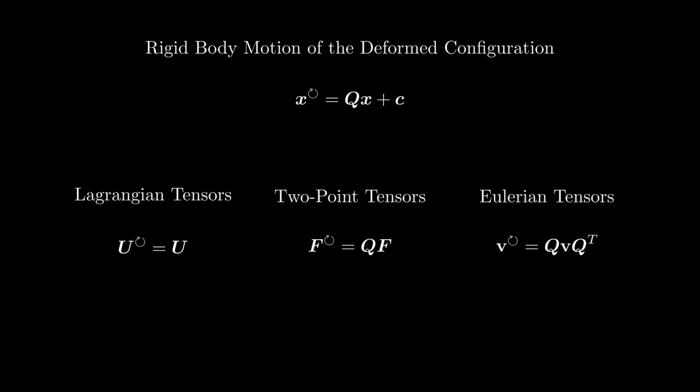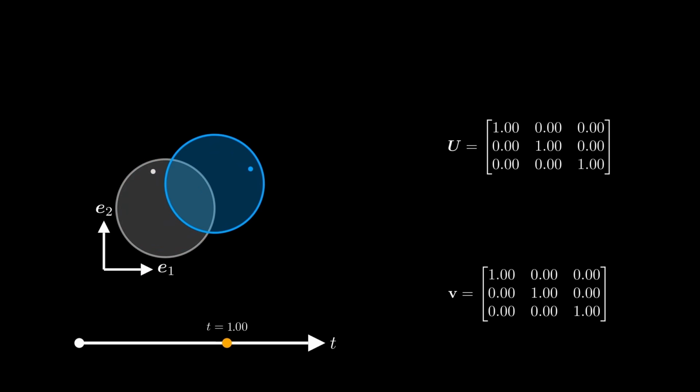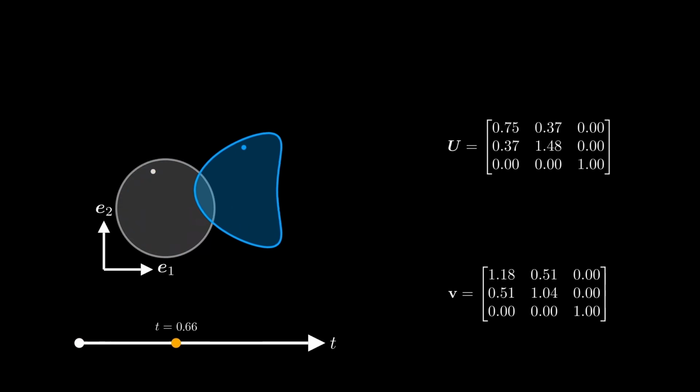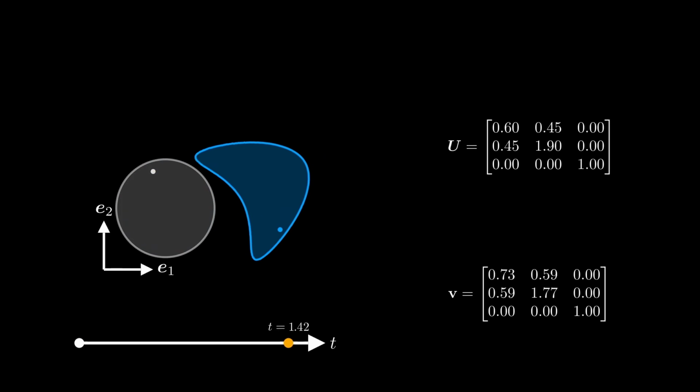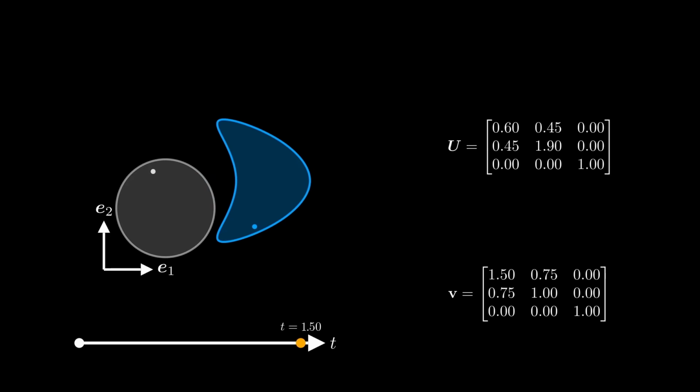Like the Eulerian tensors, they also change when we apply rigid body motion to the deformed configuration, but the formula describing these changes looks slightly different. Let's summarize. We have learned that the stretch tensors U and V do not change when we apply a rigid body motion of the undeformed configuration. But when we apply rigid body motion to the deformed configuration, the Lagrangian tensor U remains unchanged, while the Eulerian tensor V changes. Here's some food for thought.